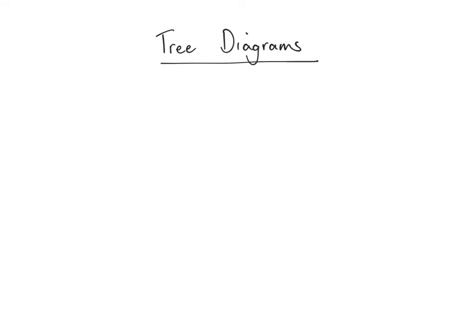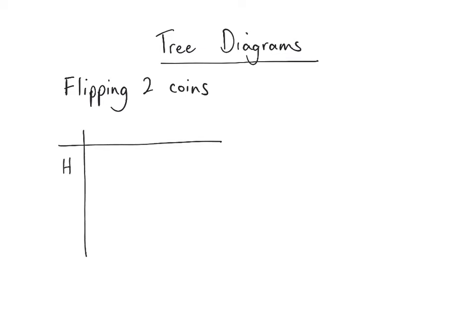Hi folks, on Monday we did some work on tree diagrams. For those of you that weren't in, a tree diagram is a way to represent a situation. The situation I'm going to talk about is flipping two coins. So far you've only been taught to show this using something called a sample space diagram, which is just a diagram that shows you all the different options.